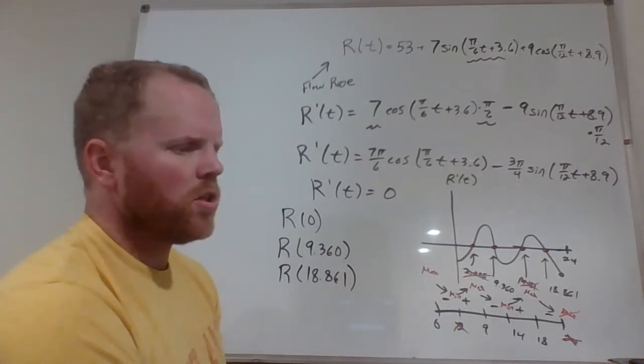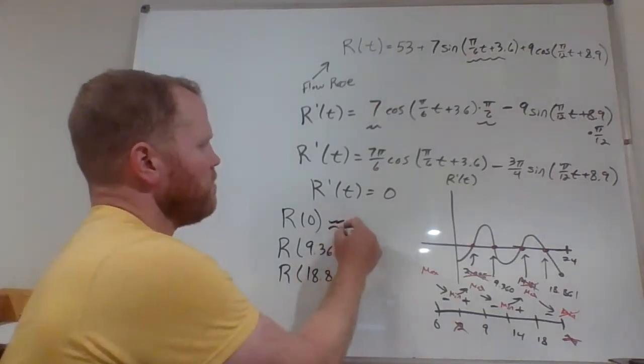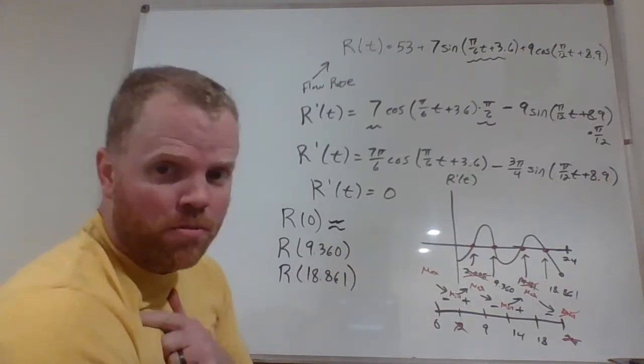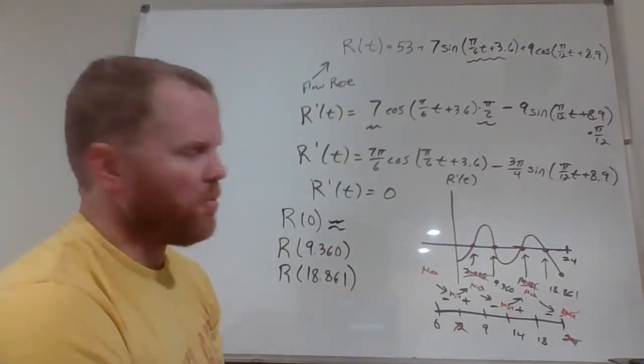So we're pretty much good to go. So let's just do it. If you plug in 0, again, you're going to need your calculator. Also super important for this problem, since there's trig and stuff involved, you got to make sure you're in radian mode, otherwise you're going to get some weird answers.